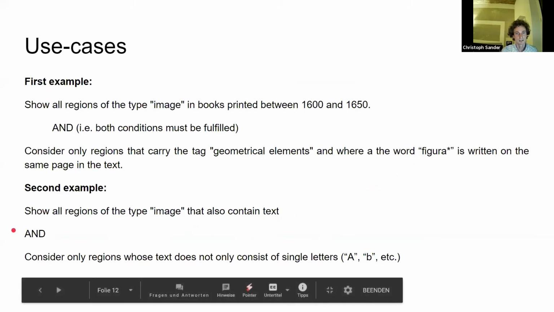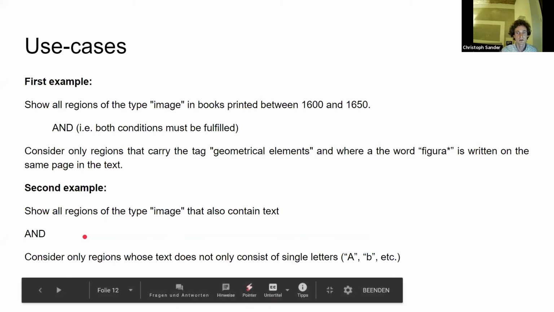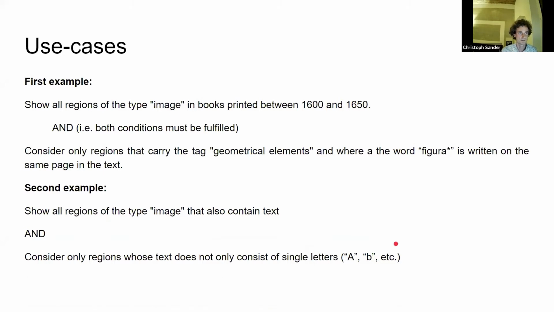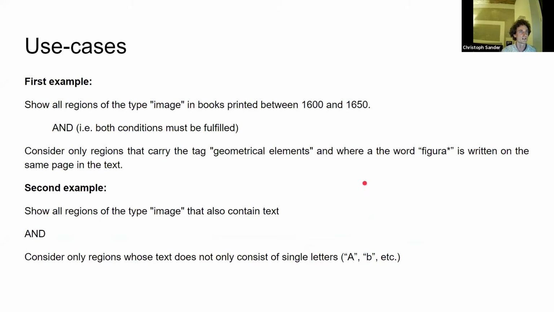Another example is to only show images that also contain text, and this text in these images should be not just single letters, but something more, so that there is, for example, a regex, regular expressions search functionality. But this is just the horizon, not what we need to talk about today. So that's from my side. Thank you very much.